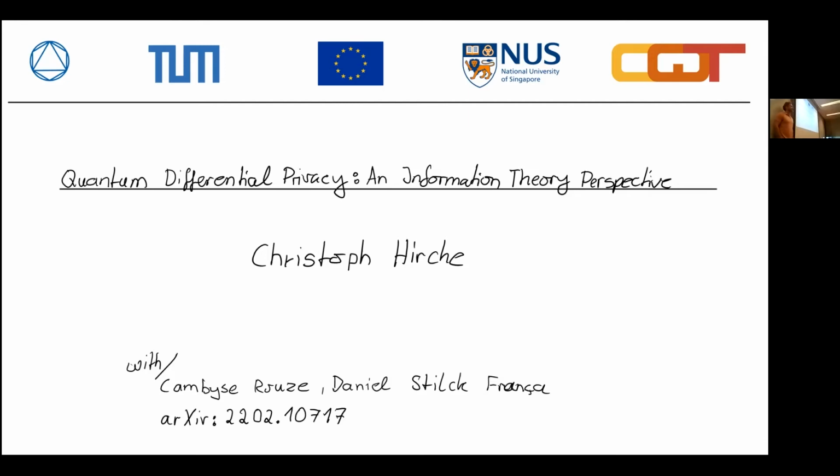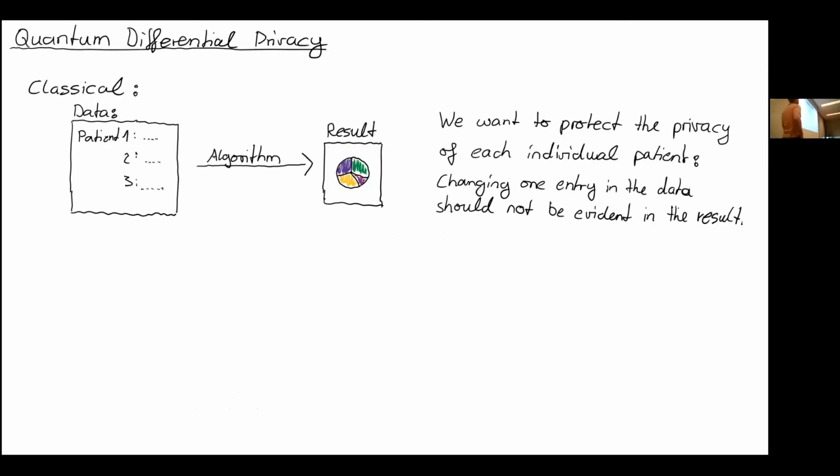So I'm going to talk about quantum differential privacy, and I tried to pick this as a topic as it's somewhat at the intersection of information theory, which is more my traditional field of work, and computer science. I think I should start by giving some motivational introduction into the main topic of this talk. First I'm going to discuss, in simple words, what differential privacy actually is.